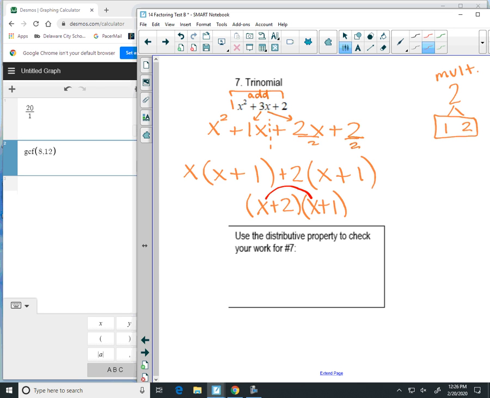X times x is what? x squared. X times 1 is 1x. 2 times x is 2x. 2 times 1 is 2. Look at this step right here that I just wrote in that box, and this step that's like our first step. We are doing this by double distributing and factoring. It's literally forwards and backwards. So then this right here is 3x. That's all I was looking for.